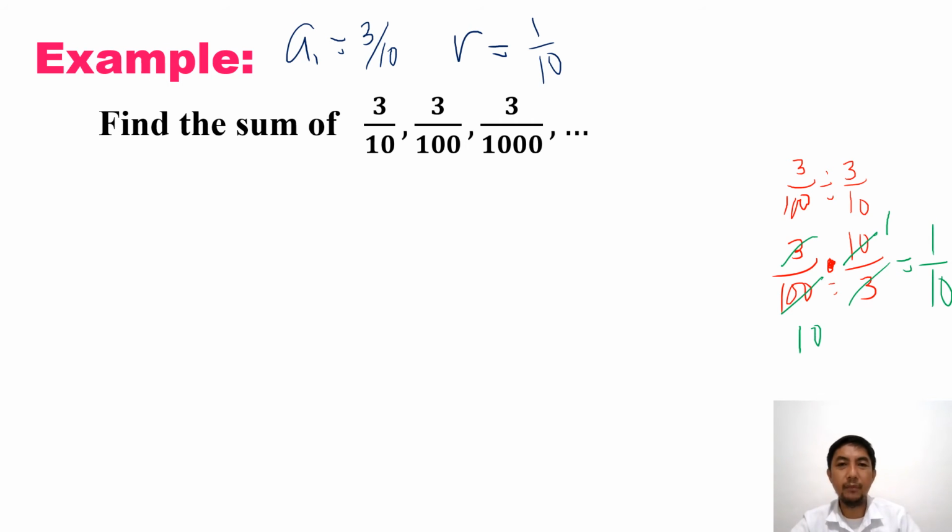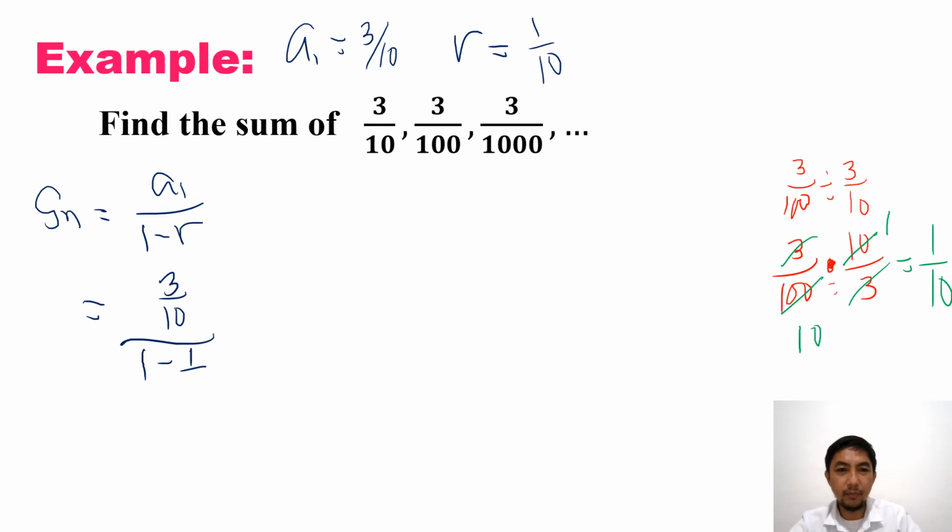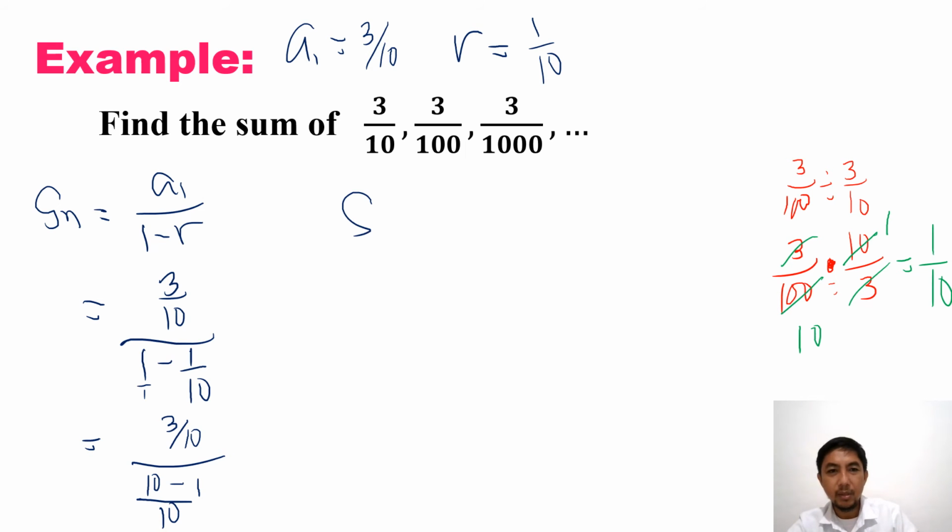So we are ready to use the formula. S of n equals a sub 1 divided by 1 minus r. A sub 1 is 3 over 10, over 1 minus 1 over 10. Equals, just copy 3 over 10 all over. The LCD between 1 and 10 is 10. So 10 divided by 1 is 10 times 1 is 10. 10 divided by 10 is 1 times 1 is 1. So you are given 3 over 10 divided by 10 minus 1, which is 9.